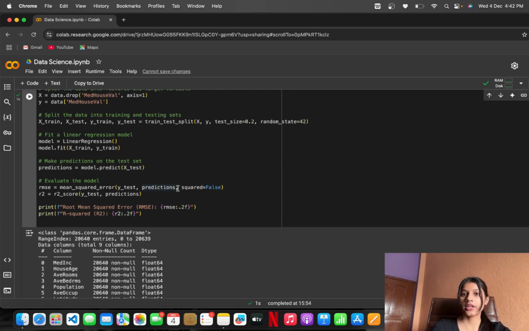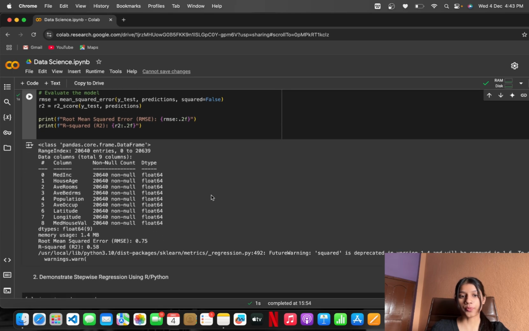After the prediction, we will evaluate the model. For the evaluation, we have two metrics: root mean squared error and R squared. Root mean squared error measures how the predicted values deviate from the actual values, and a lower value of root mean squared error indicates better performance. R2, which means R squared, indicates how well the model explains the variability of the target variable. A value closer to 1 means the model fits well. And after that, we will print the values of root mean squared error and R squared here.